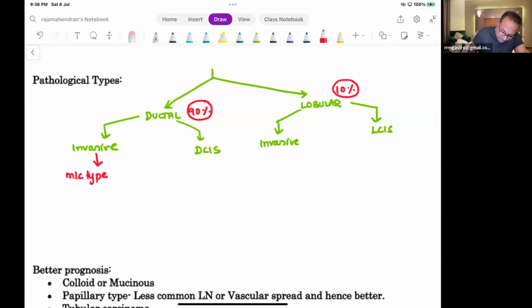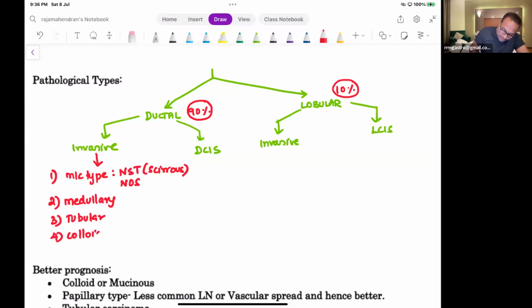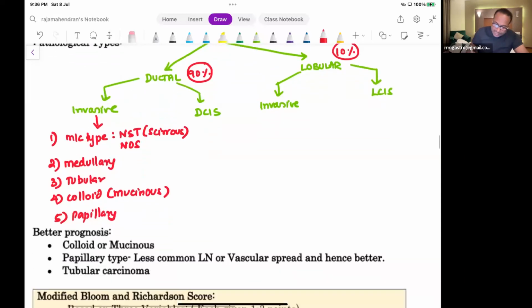What is the most common type in invasive? Can you tell me? Yes, that is known as no specific type, also known as not otherwise specified. So NOS or NST, it is known as scirrhous. That is the most common type. Other types are medullary, tubular, colloid. Colloid is also known as mucinous, and papillary. These are the 5 types of cancers coming under ductal cancer.